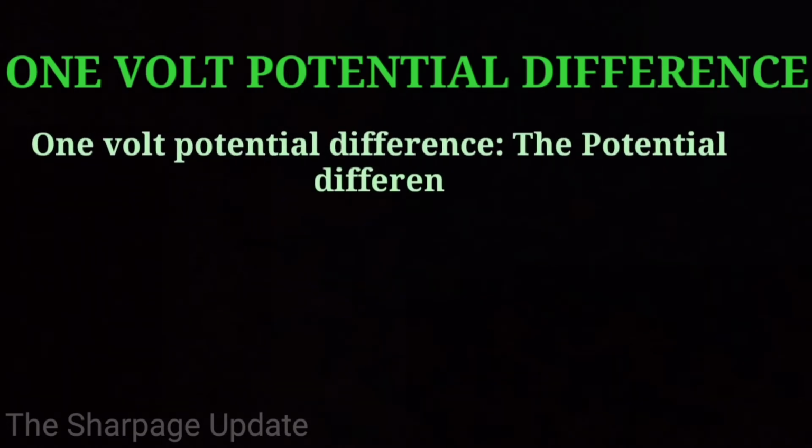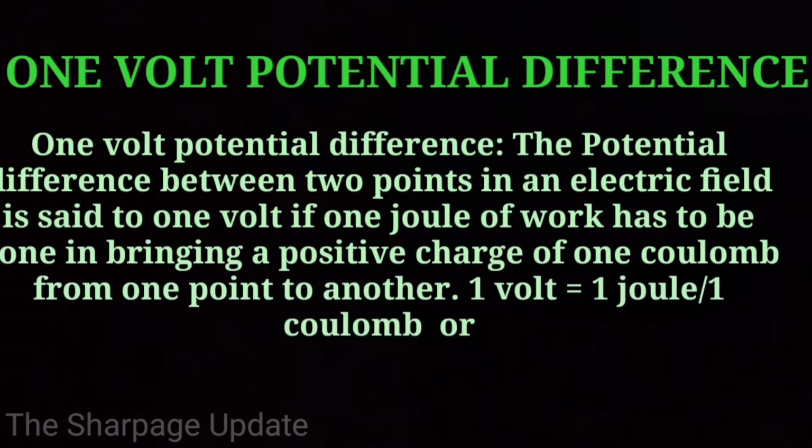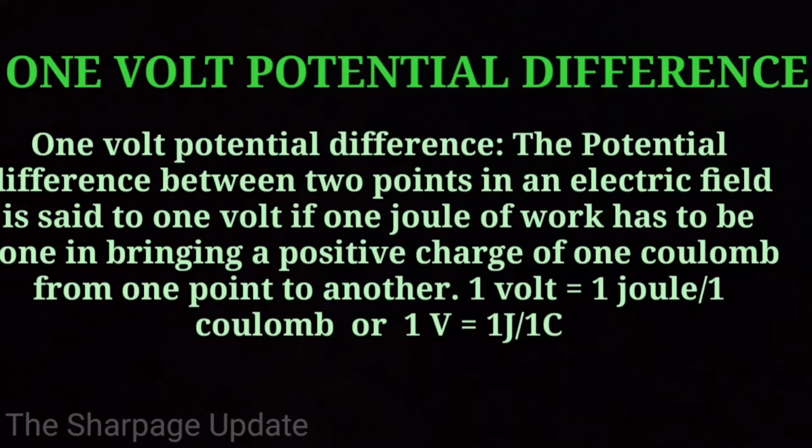Now we will define 1 volt. The potential difference between 2 points in an electric field is said to be 1 volt if 1 joule of work has to be done in bringing a positive charge of 1 coulomb from one point to another. So 1 volt is equal to 1 joule upon 1 coulomb, or 1 J upon 1 C.